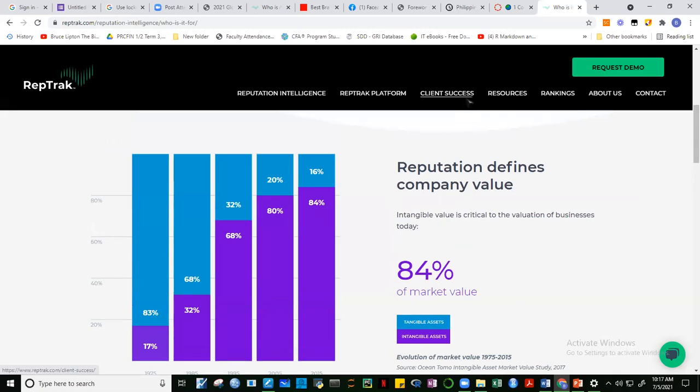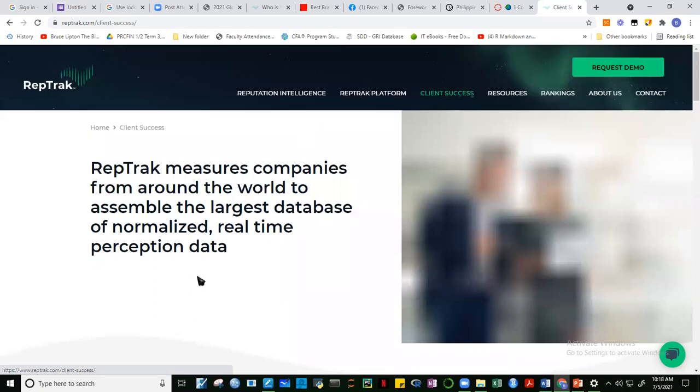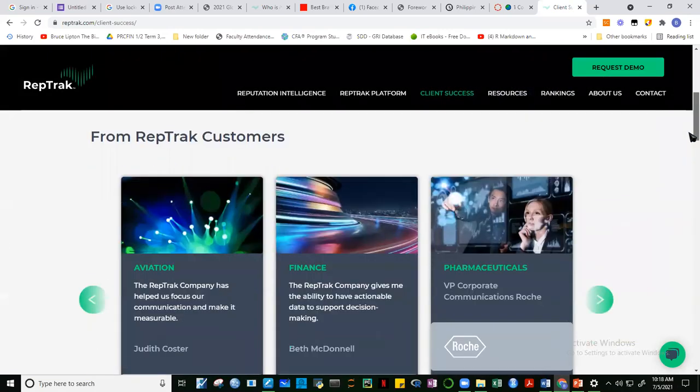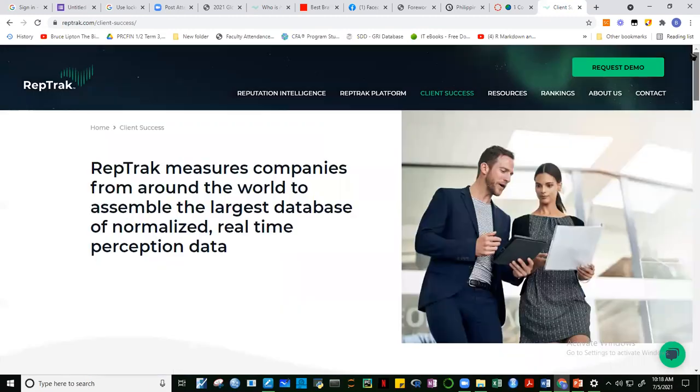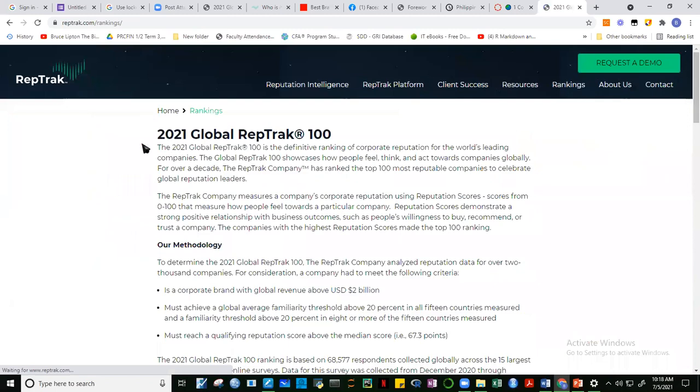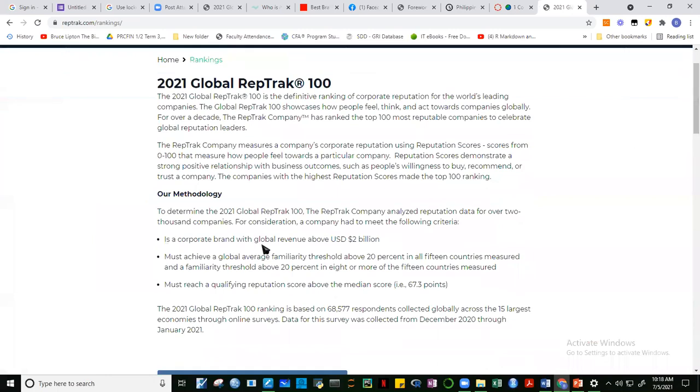Okay, there are some other points here. Client successes, guys, I leave this to you to look at. But let's see who is number one, guys. According to RepTrack, who is their number one? Okay, 2021 Global RepTrack Intelligence. So they have a methodology here. They said that in order to qualify, the corporate brand's global revenue must be more than $2 billion. So these are big companies.